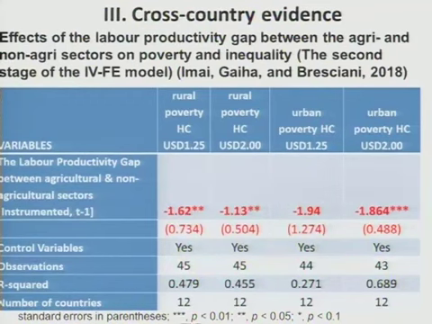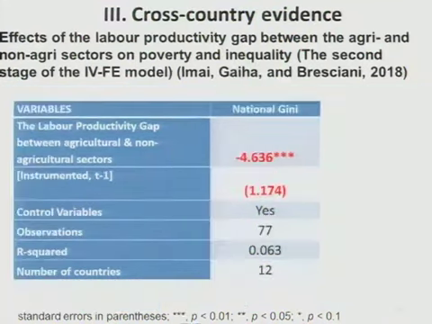As you can see here, the labor productivity gap is instrumented by mining sector share, as well as the product diversity index, to treat the endogeneity problem. What we found is that as the gap increases, rural poverty tends to decrease, particularly at a lower level of threshold, and urban poverty tends to be reduced at a higher level of threshold. And national Gini tends to increase as the gap increases.